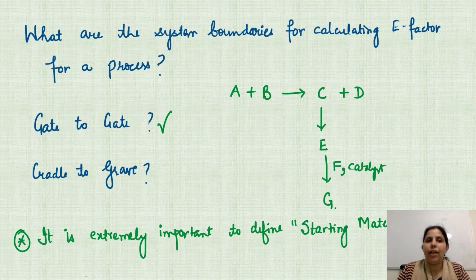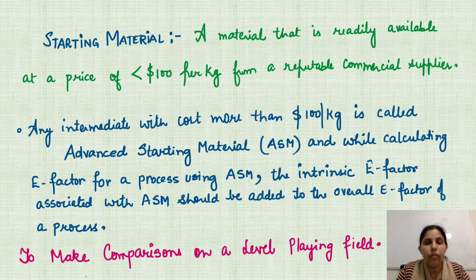So for calculating the E factor, we use the gate to gate approach, but we do need to define the starting material in order to clear the ambiguity about whether it is an intermediate which they are buying, or whether they are doing the synthesis, because that should be clear. So to define the starting material, this is the definition: a material that is readily available at a price less than $100 per kilogram from a reputable commercial supplier is considered a starting material, and for that you need not take into account the E factor associated with the synthesis of that starting material.